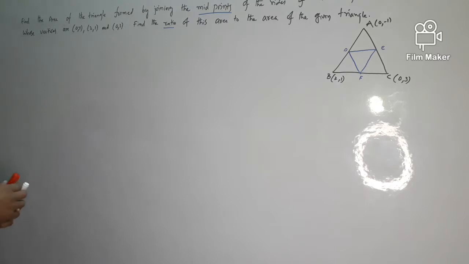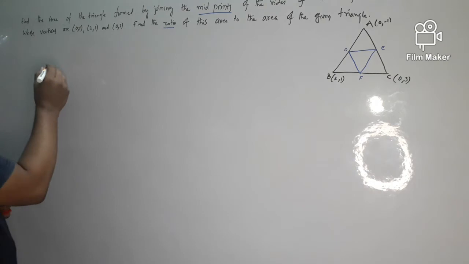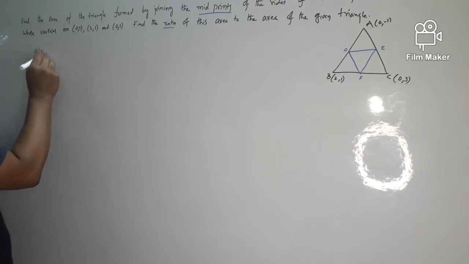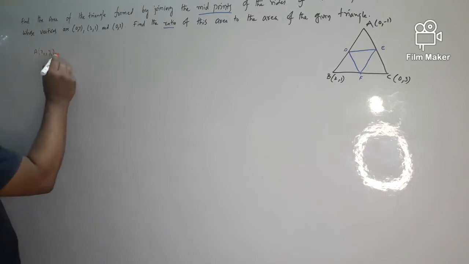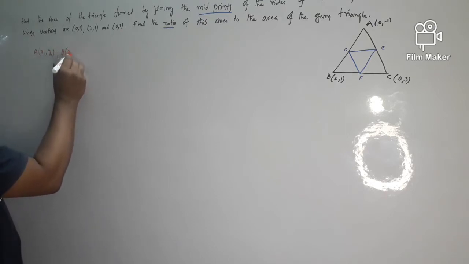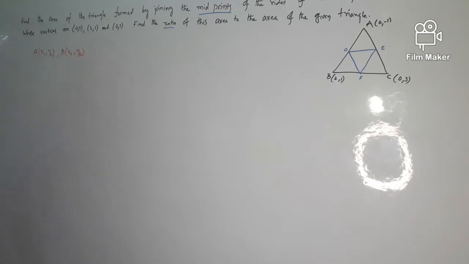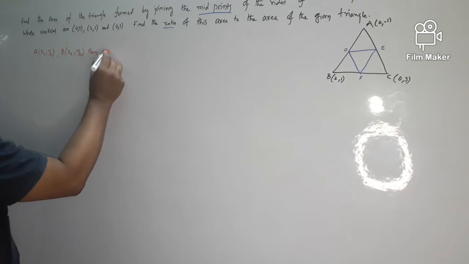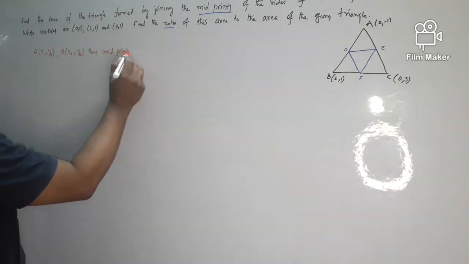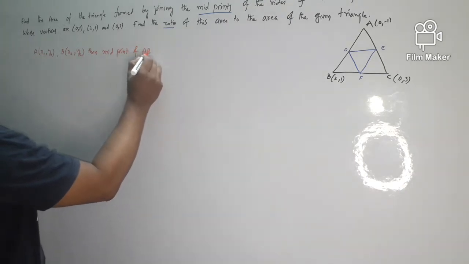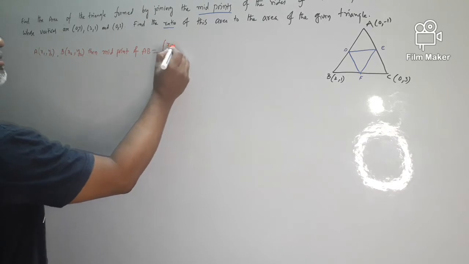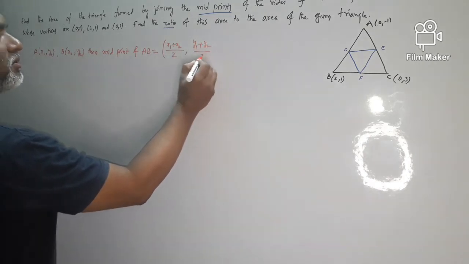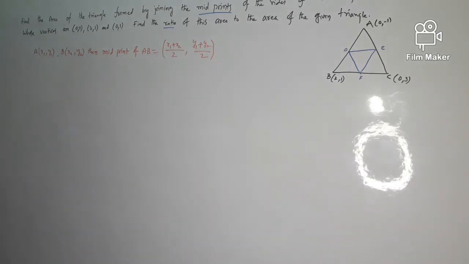Now find the midpoints. We know the formula: if A is (x1, y1) and B is (x2, y2), then the midpoint of AB is ((x1 plus x2) by 2, (y1 plus y2) by 2). This is the formula.